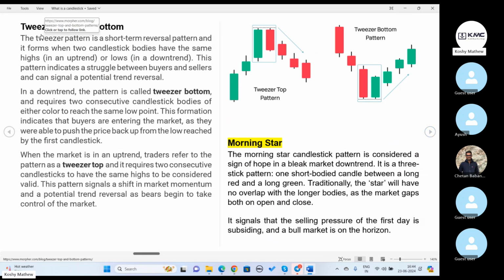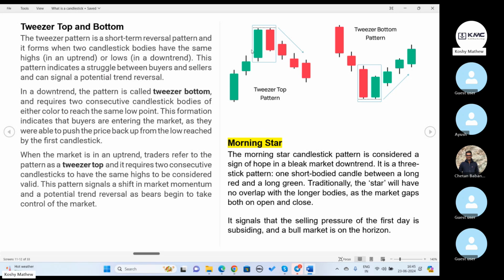Next one is tweezer top and bottom. This is for both trends: for a bullish trend and for a bearish trend. Tweezer top means almost two candles closing at the top, or two candles at the bottom closing at the same place, the same level.